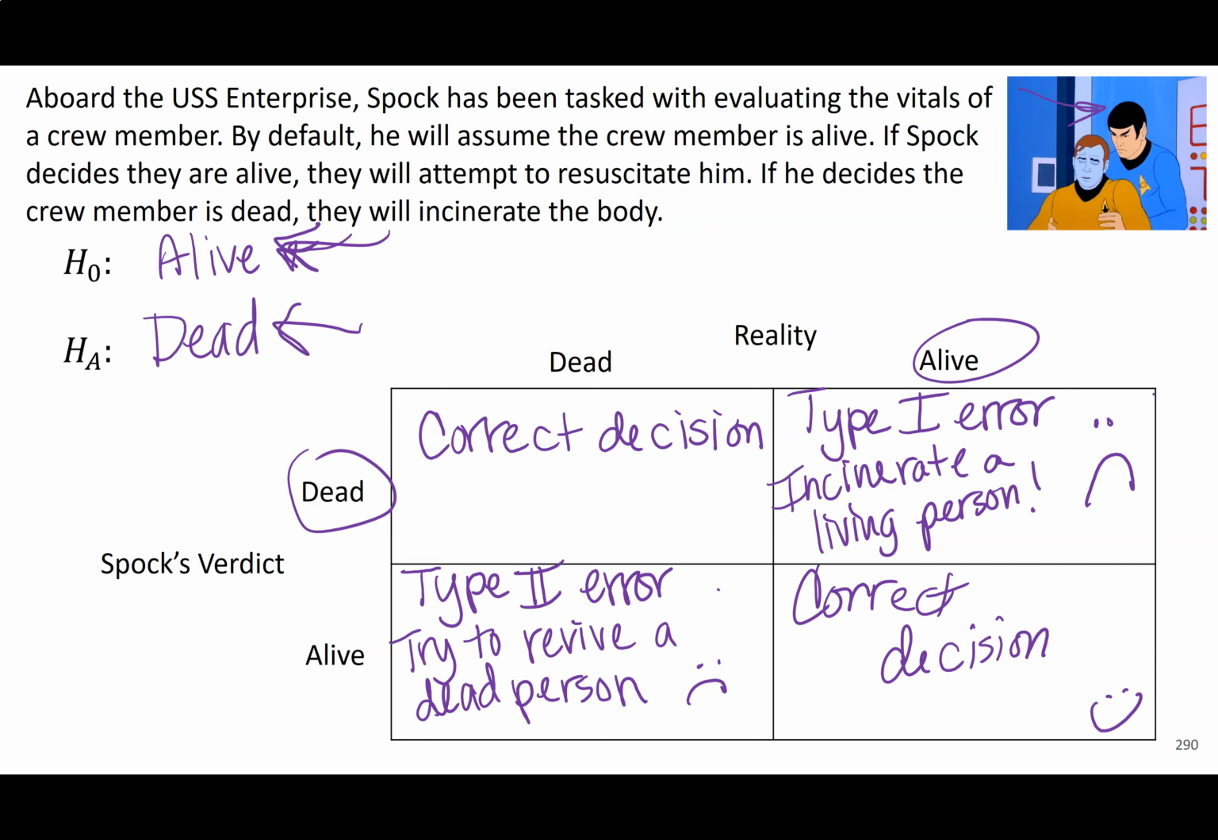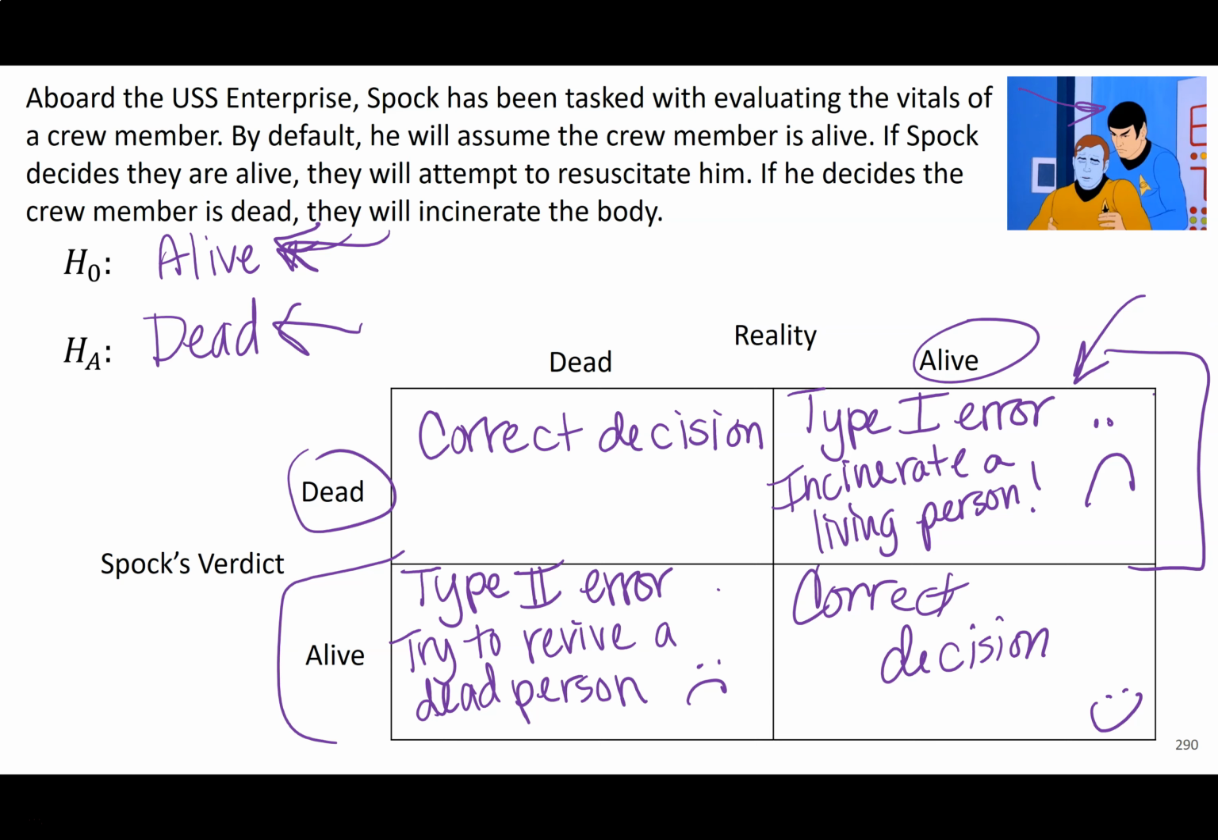So, you've got these two errors. They have totally different consequences. Trying to revive a dead person versus incinerating a living person. In my opinion, one is much worse than the other. It's definitely worth avoiding making a type 1 error. And I will throw back to this slide.